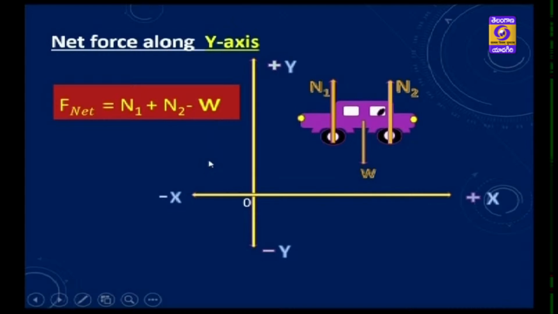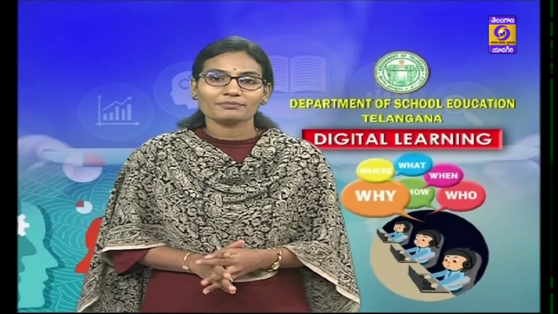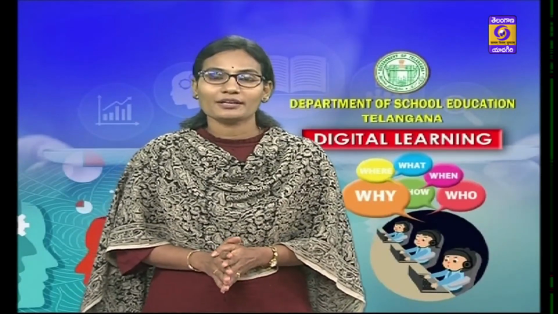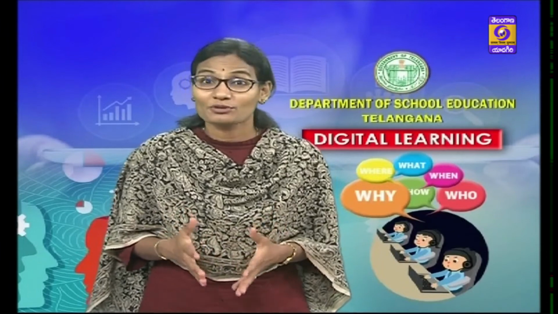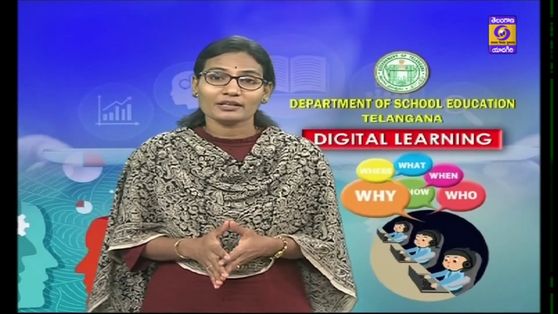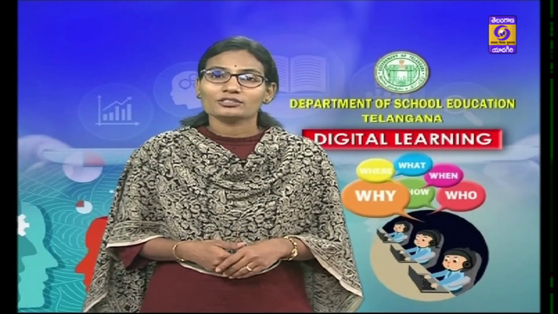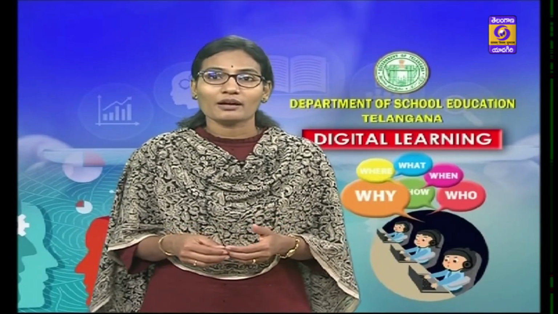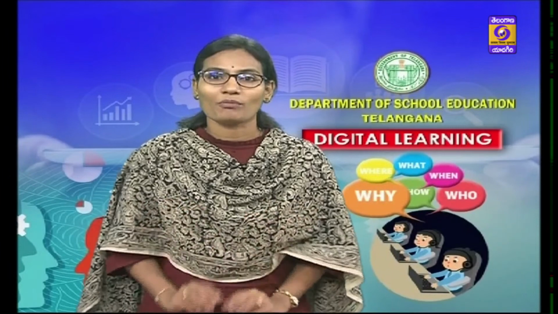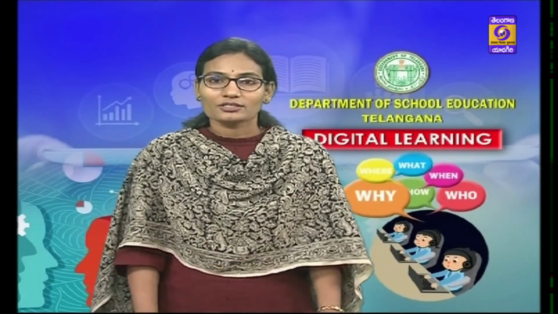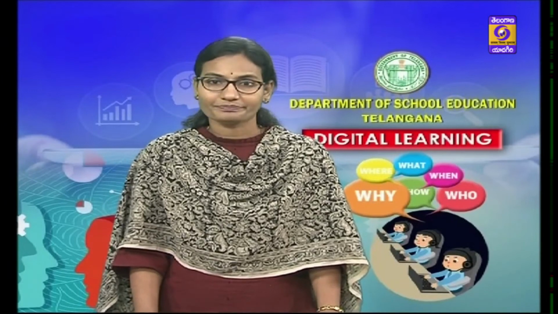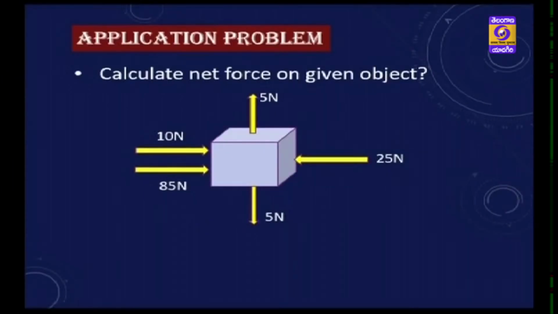So children, in our worksheets which are given from the SCRT website, different types of problems and different types of tasks are given. You have to practice them. So for this, I'm going to explain a sample problem on how to calculate net force on the object. So observe this question. Calculate the net force on a given object.